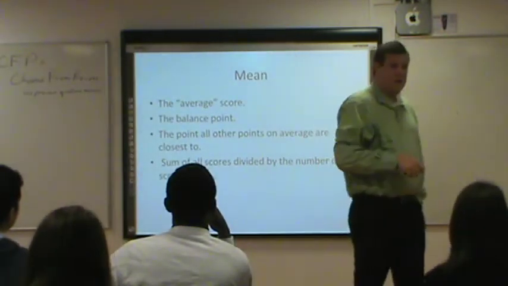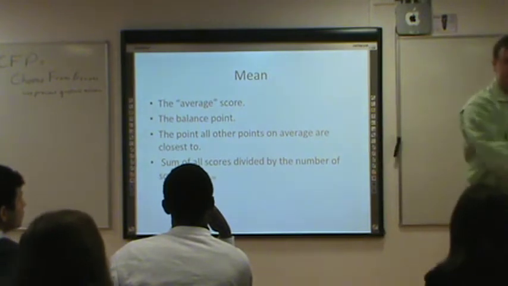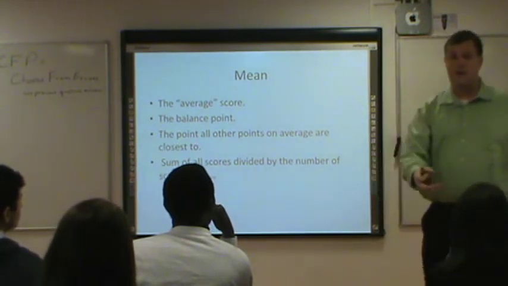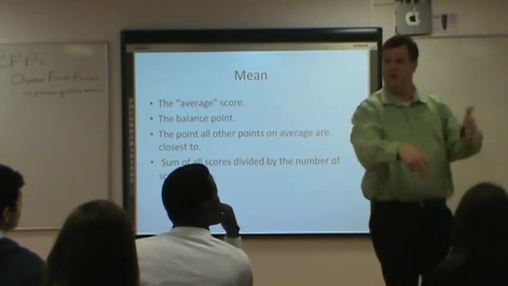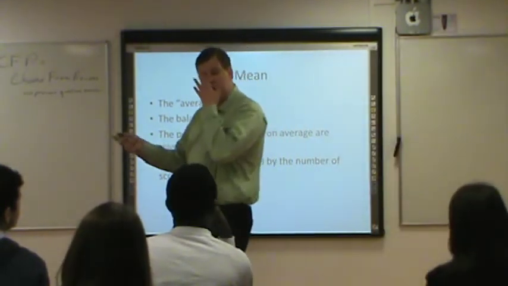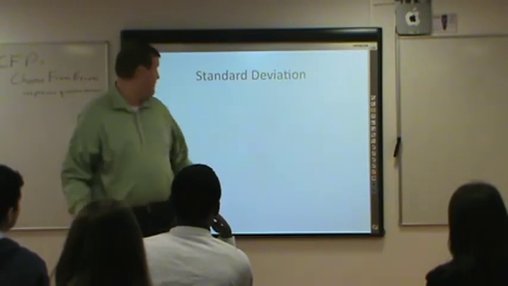So if he took my quiz and he got a 5 and she got a 4, what's their mean? 4.5, right? I just take everyone's scores, add them up, and divide by the number of scores that I have.